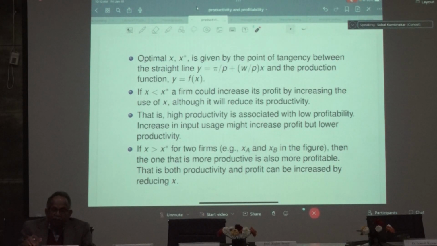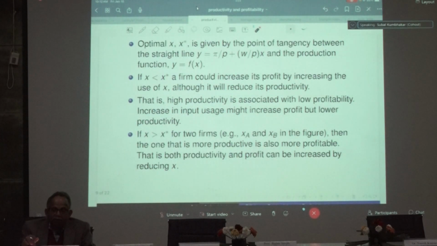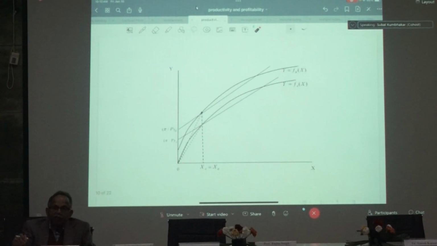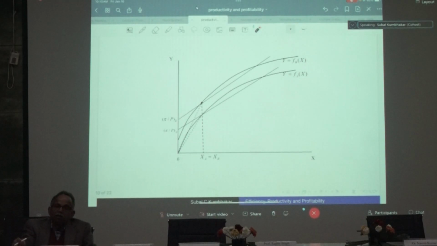So this simple graph illustrates an important point, which is relating productivity with profit. I'll continue talking about those things to explain that profit is a much better measure than productivity, because productivity is a physical measure. You can be very productive, but still be out of business because the product price is so low that you are not able to make any profit. I'll get to that also in terms of a graph.